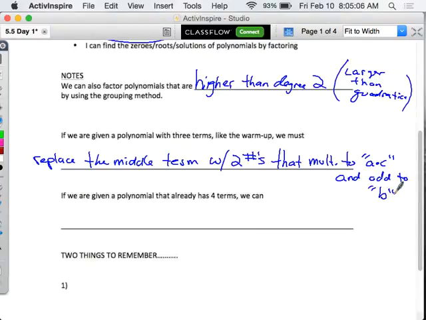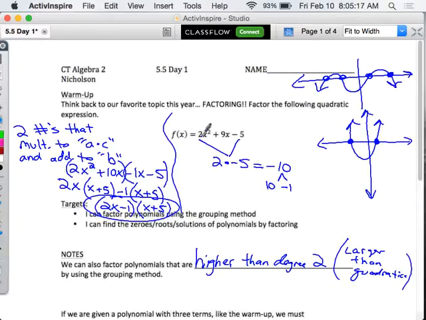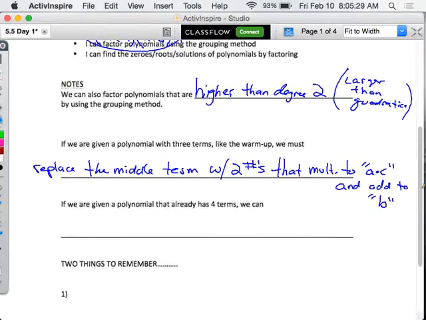Okay, so why do we do this? We do this because before we factor, we like to have 4 terms. So in the warm-up, we were only given 3 terms. 1, 2, 3. But once we replaced that middle number, now we had 4 terms. So if you only have 3 terms to start off with, then you have to replace that middle number with two numbers that multiply to a times c and add up to b. We like to have four terms before we factor.